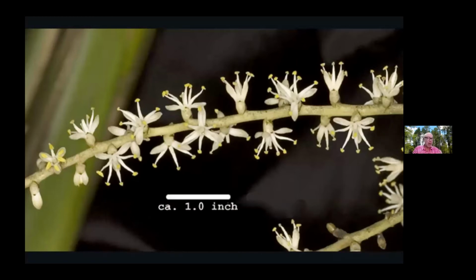Saw palmetto flowers, being monocots, are going to be in multiples of what? 3. Let's count 3 petals. 1, 2, 3. 6 stamens. 1, 2, 3, 4, 5, 6. So on.